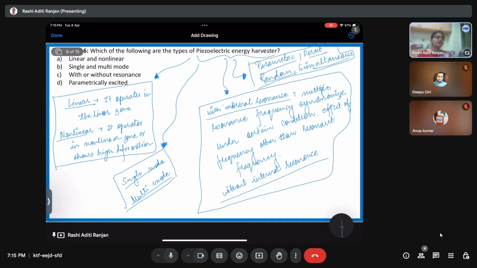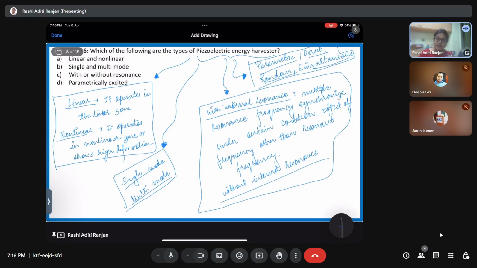Then there could be direct excitation, wherein there is going to be a presence of a force F sine omega t, right? Which is not actually a parameter because it is not multiplied with deformation or the velocity or the acceleration. So it is direct excitation.